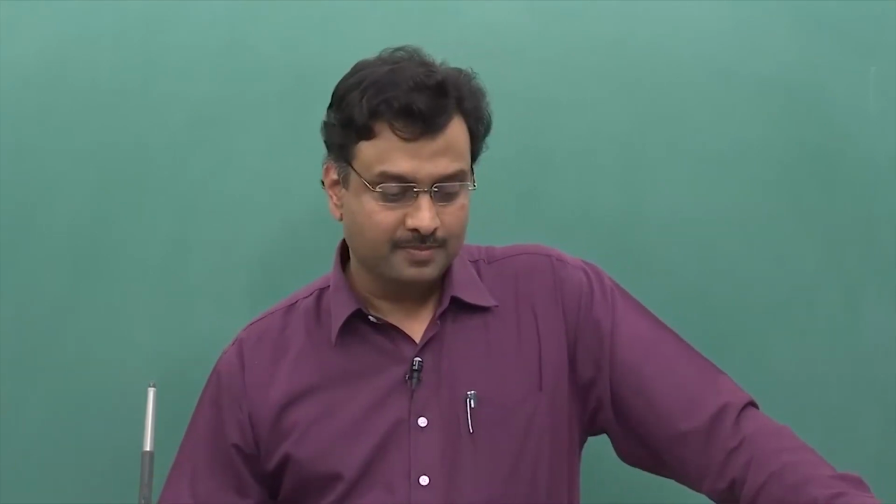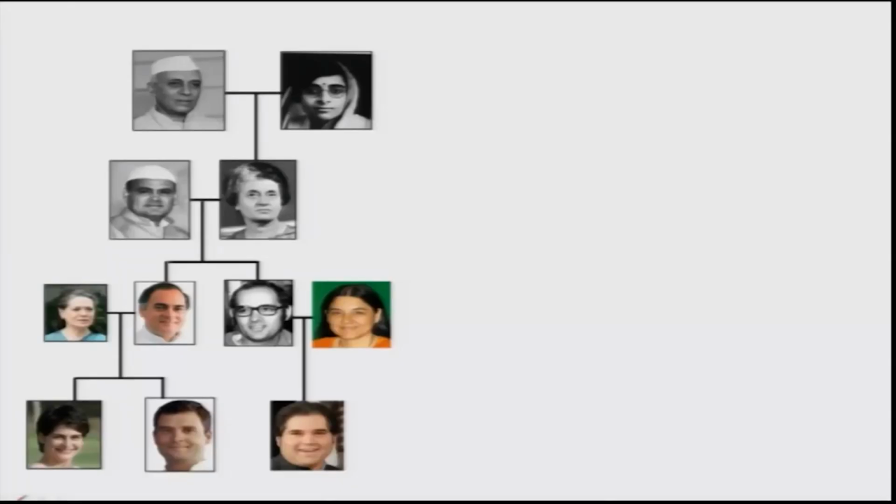By connecting them, we will be able to make a pedigree. Like here, for example, we are shown that the biological parents of Rahul and Priyanka Gandhi are Sonia Gandhi and Rajiv Gandhi. Likewise, we can go up in the hierarchy, in the generations, and you will be able to tell how each one is related to the other. So, this is one way of connecting the family and explaining how they are related to each other.